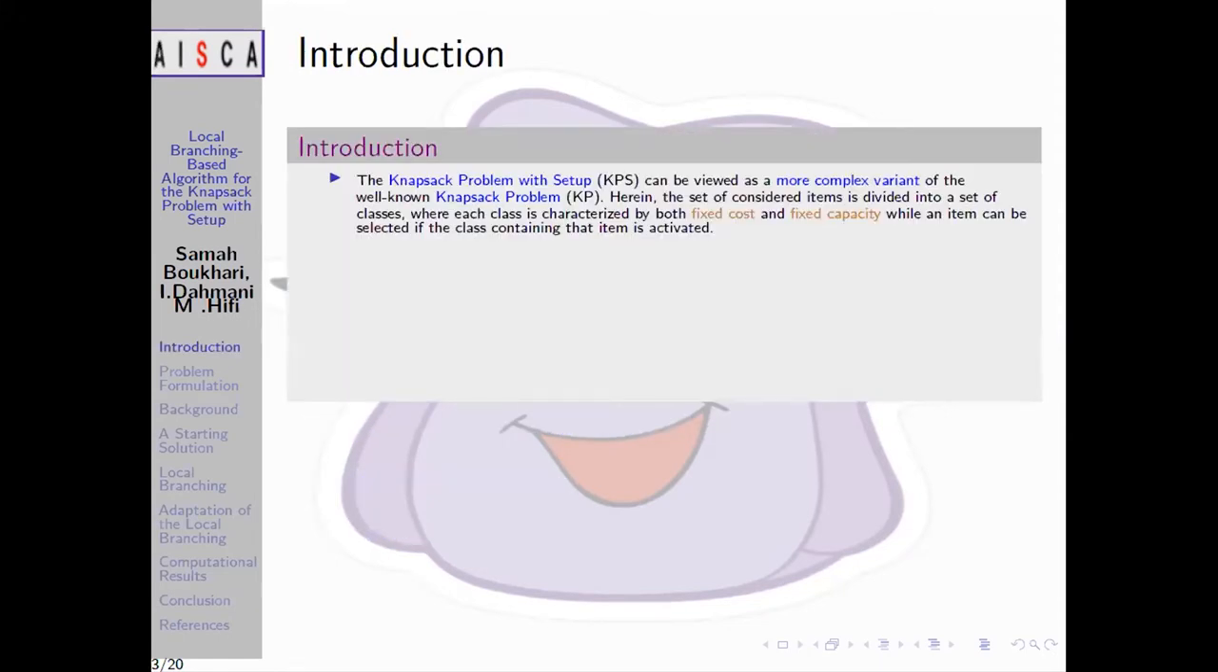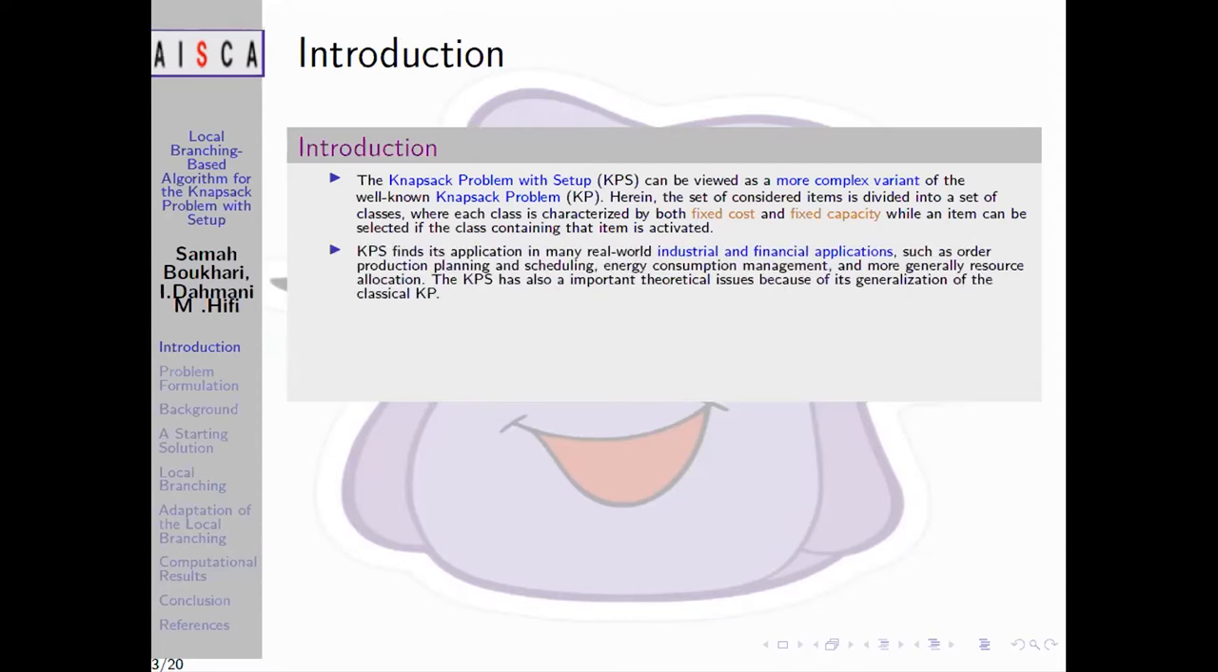The knapsack problem with setup can be viewed as a more complex variant of the well-known knapsack problem. Here, the set of considered items is divided into a set of classes, where each class is characterized by both a fixed cost and a fixed capacity, while an item can be selected only if the class containing that item is activated.